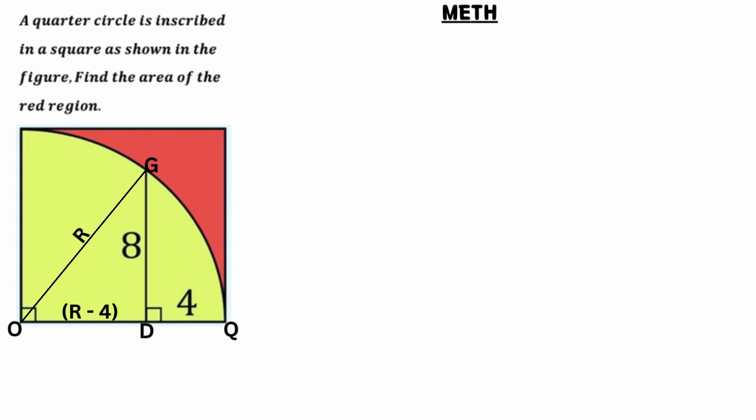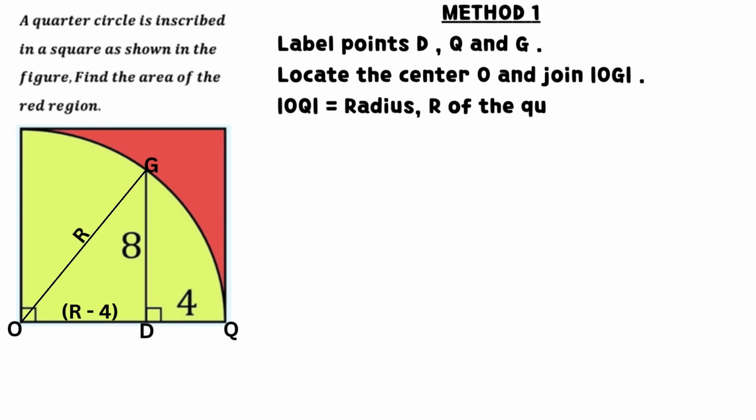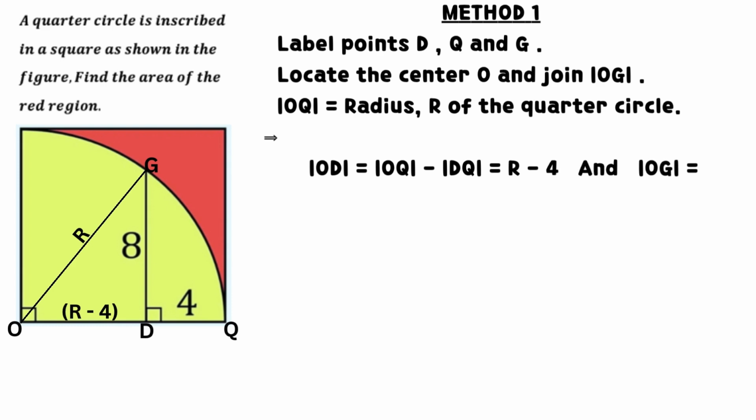Method 1. Label points D, Q and G. Locate the center O and join line O, G. Line O, Q equals radius R of the quarter circle. This implies that line O, D equals line O, Q minus line D, Q, which equals R minus 4. Also, line O, G equals R.